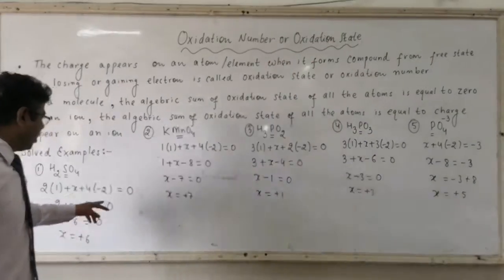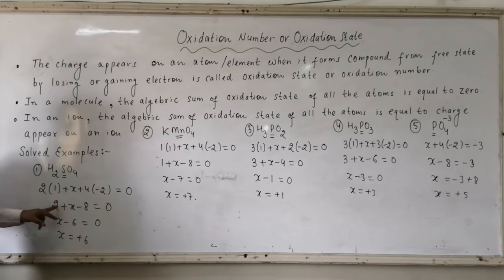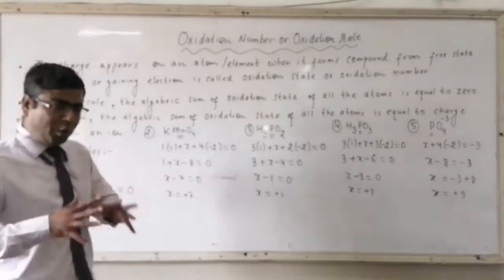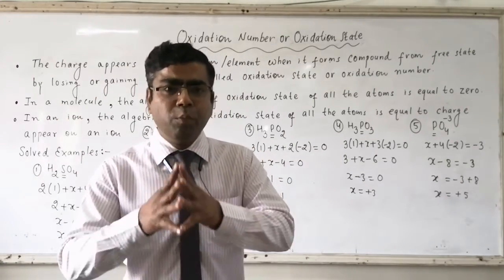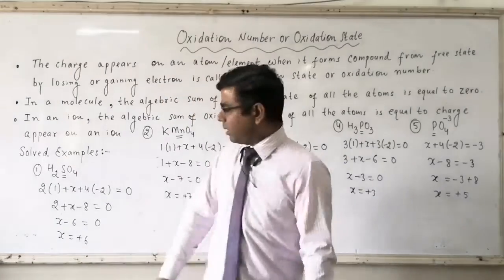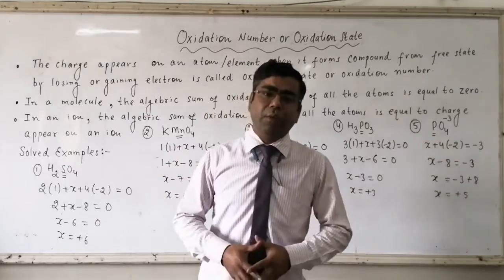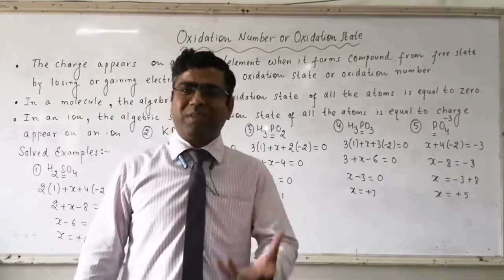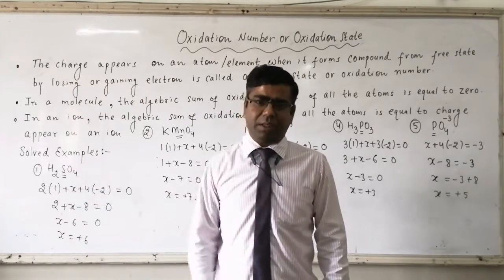So put the -2 for oxygen, so it becomes 2 plus x minus 8. -8 plus 2 gives you -6, x minus 6 equal to 0, so x equals +6. So in H2SO4, the oxidation state of sulfur is +6. It means when sulfur gets converted to H2SO4, then 6 electrons are moved away from the sulfur because it is bonded with oxygen. Oxygen being more electronegative than sulfur will attract the 6 electrons of sulfur towards itself, as a result of which sulfur will develop +6 oxidation state.